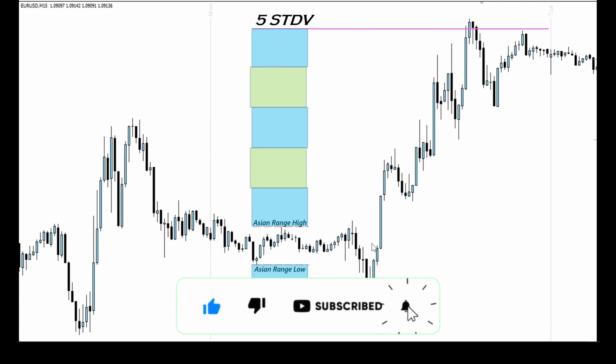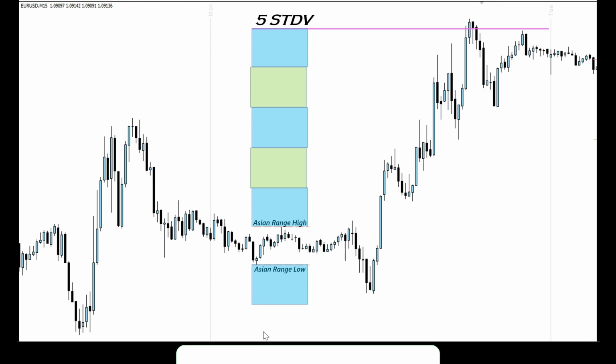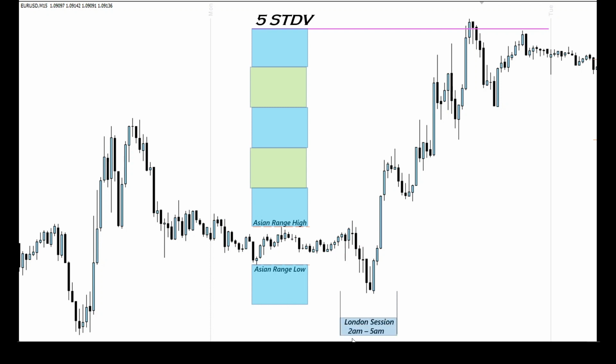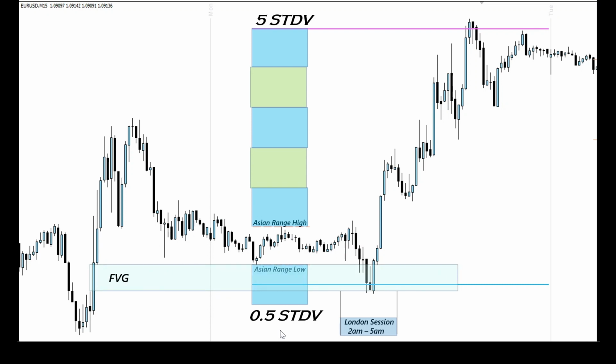So now we are going to blend in time and price. First, we deal with time, and from the previous video we know that the London Open kill zone usually creates the low of day when bullish. And during that time we were at the 0.5 standard deviation, but that alone is not enough. So now price comes in, and if you look a little to the left, you'll see that there's a fair value gap which gets filled at a specific time, the London Open kill zone, and that tells us that it's unlikely to go beyond the 0.5 Asian range standard deviation.